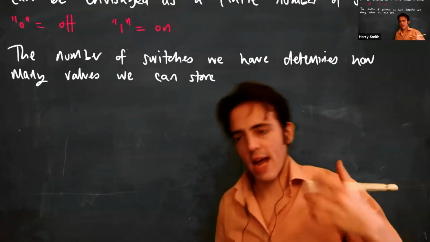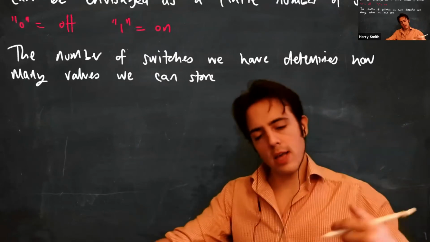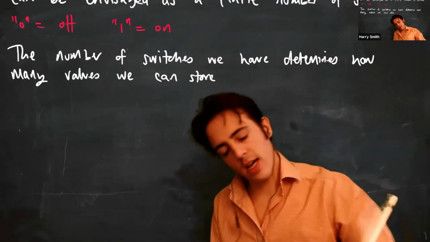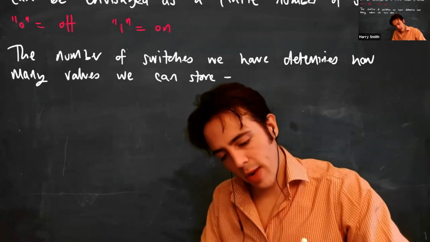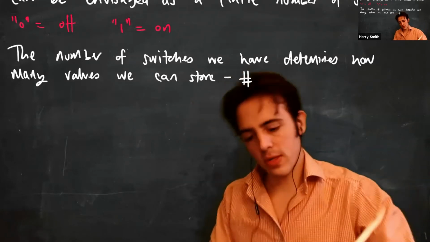The number of switches we have determines how many values we can store. So let's think about it. In fact, the one thing I've not said is that the number of switches is called the bit count.